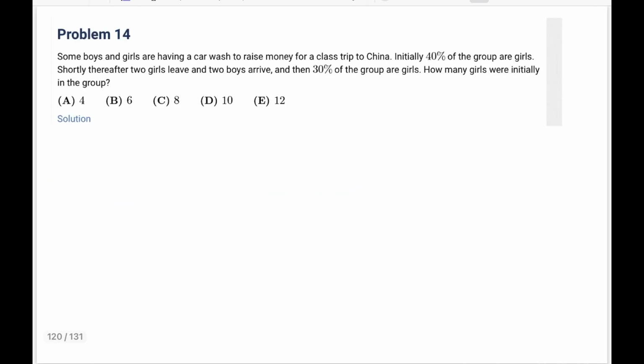Problem 14. Some boys and girls are having a car wash to raise money for a class trip to China. Wow. Initially, 40% of the group are girls. Shortly thereafter, 2 girls leave and 2 boys arrive, and 30% of the group are girls. So that means 10% was 2 people. 100% is 20 people.